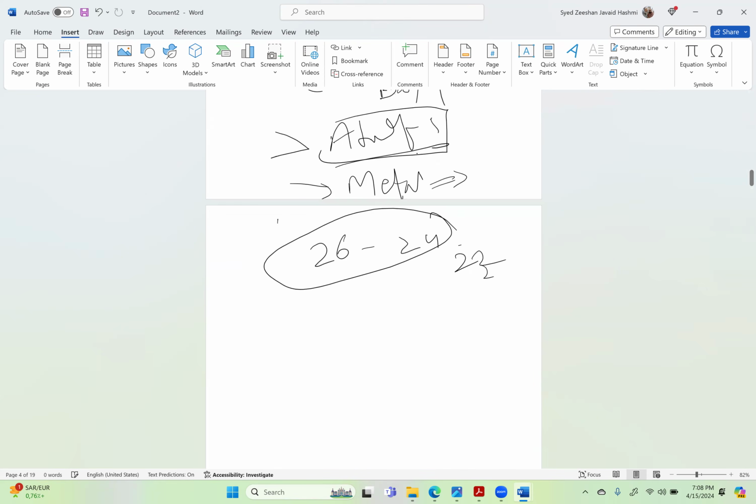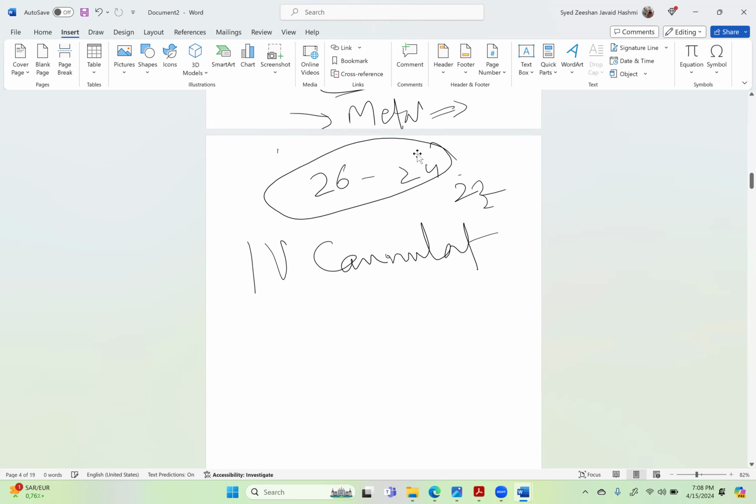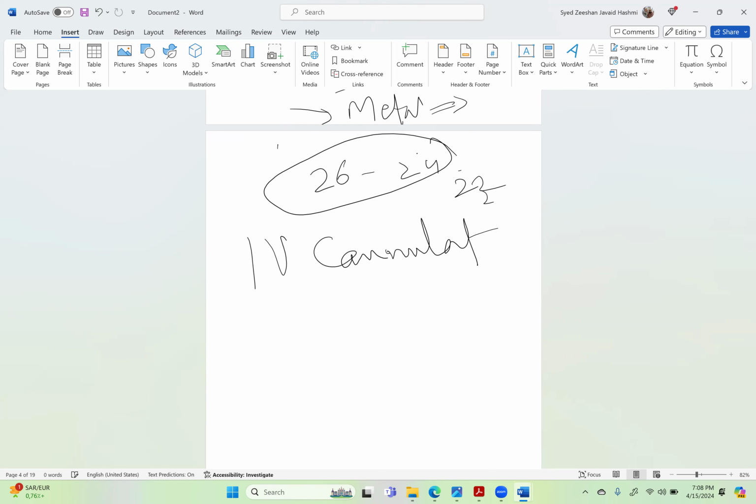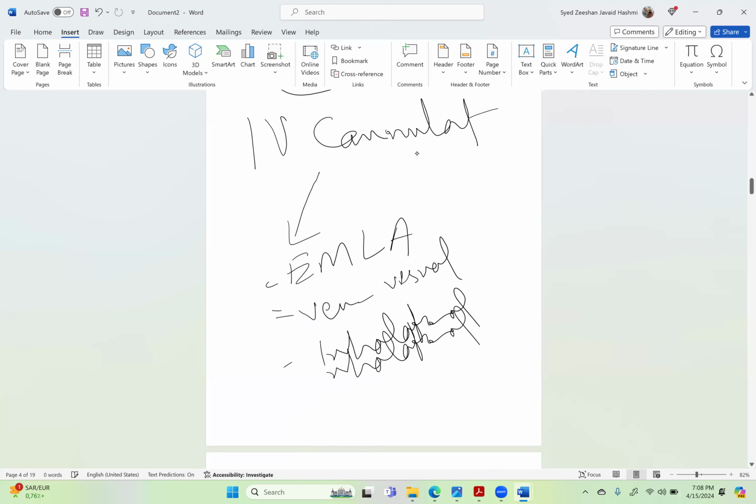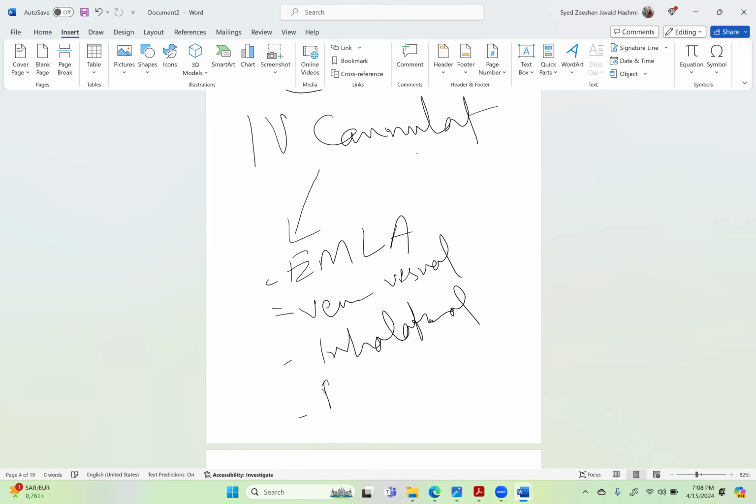Along with the same points, I will just say that IV cannulation is a big challenge, and you will face a lot of problems. The possible solutions will be either EMLA cream, which is one thing. Another will be a vein visualizer, then inhalational induction, and then taking IV cannulas after that.